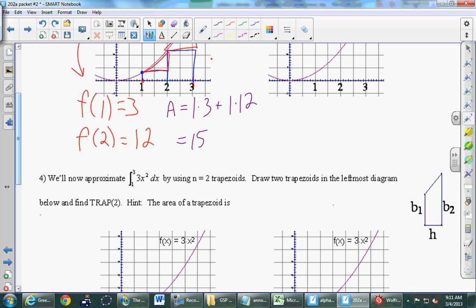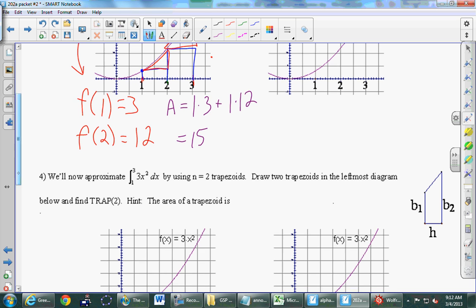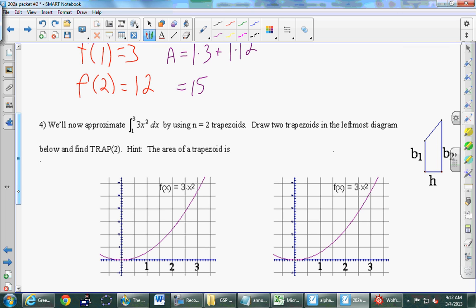And now we're going to go down to 4, and we'll go to Richard. Okay, so we're going to fill in this blank here. Anybody remember the formula for the area of a trapezoid? There's a height, there's 2 bases.